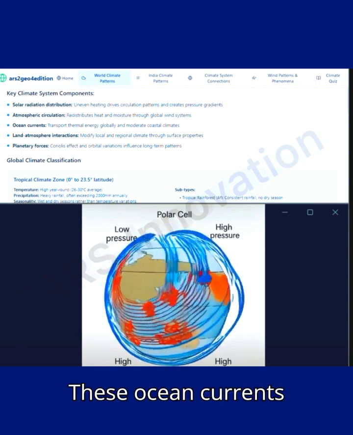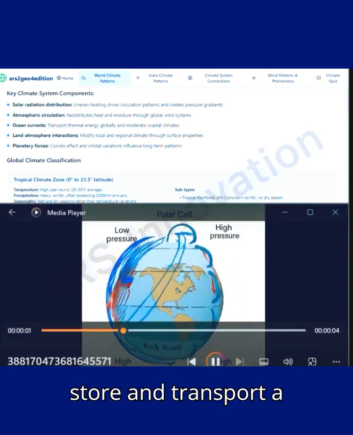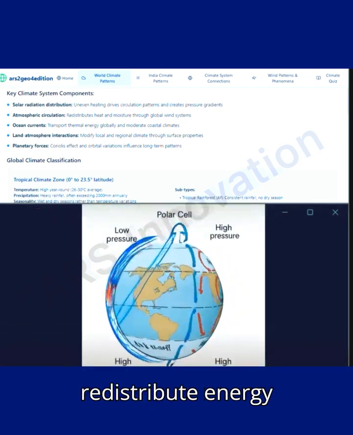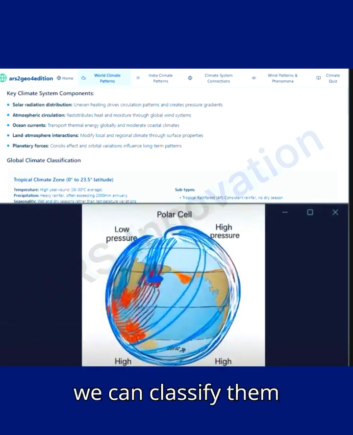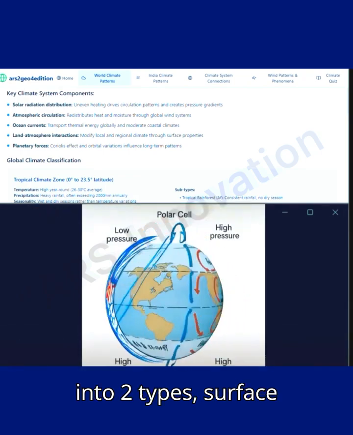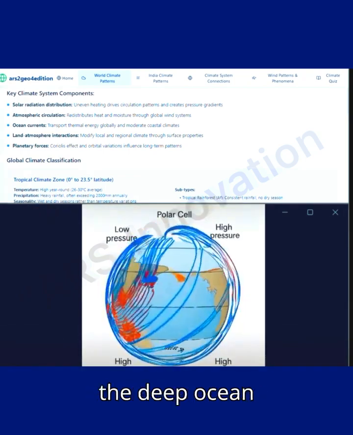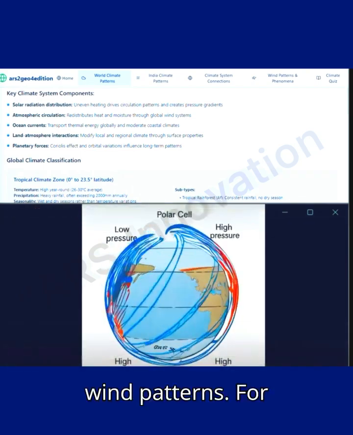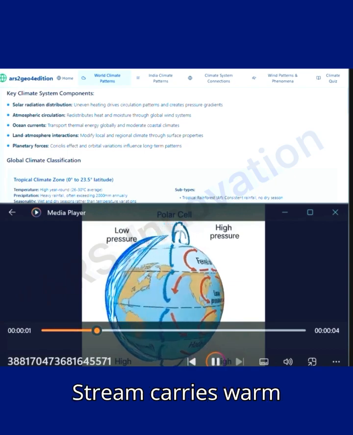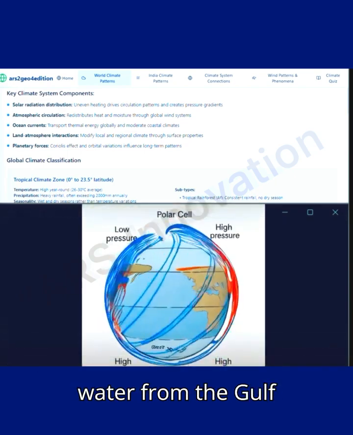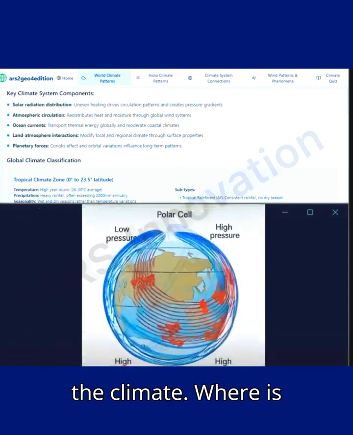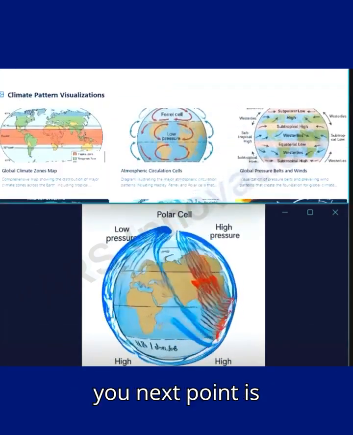Now let's see about ocean currents. These ocean currents store and transport a massive amount of heat. Just like the atmosphere, they redistribute energy around the planet. We can classify them into two types: surface current as well as deep ocean current. What is a surface current? Surface currents are driven primarily by wind patterns. For example, the Gulf Stream carries warm water from the Gulf of Mexico towards Europe, influencing the climate.